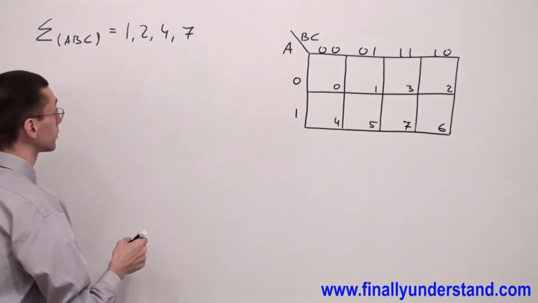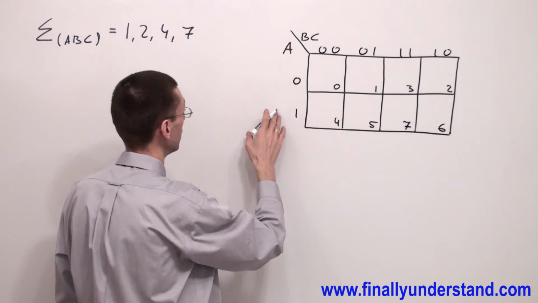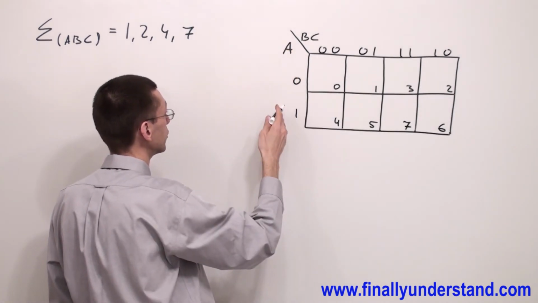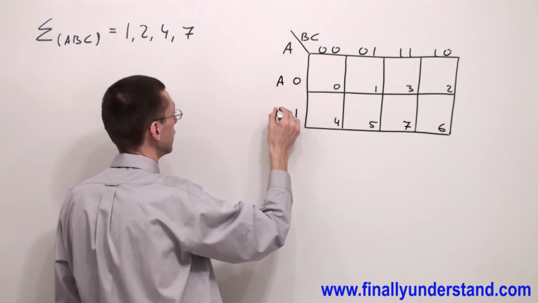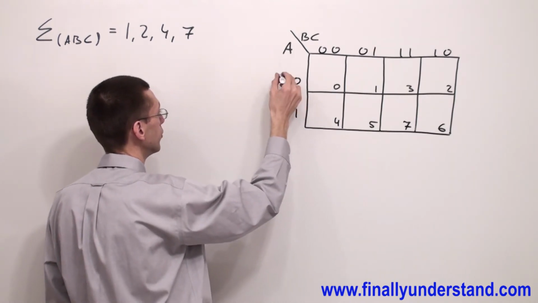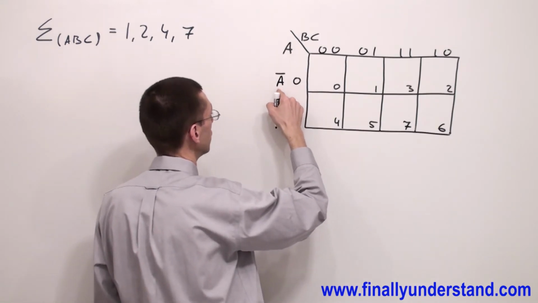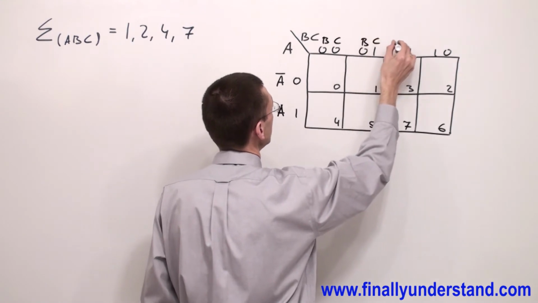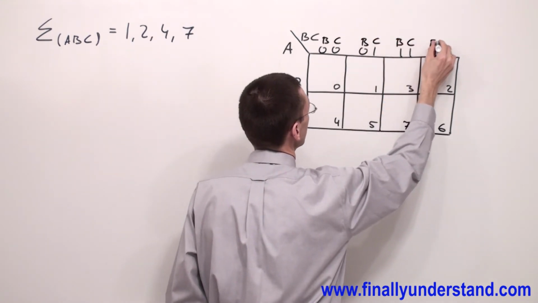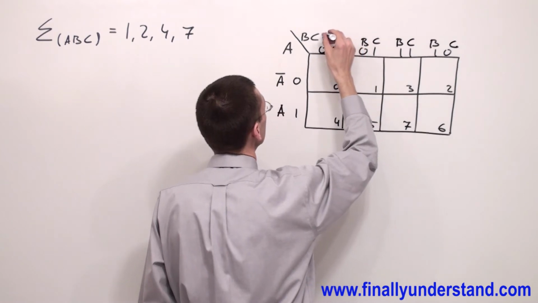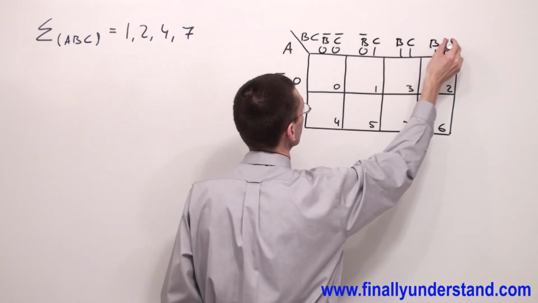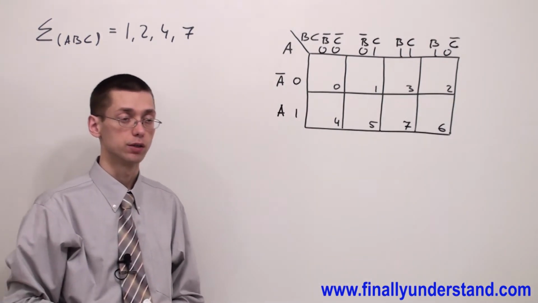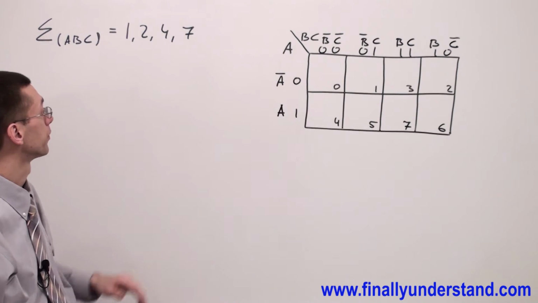That's why, let me set this map in the new way. So I have A. A is going to control the side of the map. I'm going to write A not and A. Anytime we have 0, remember, put a not above the variable. And I'm going to have BC, BC, BC, and BC, again putting a not above it anytime I have 0. This is the map which is prepared to solve this problem.